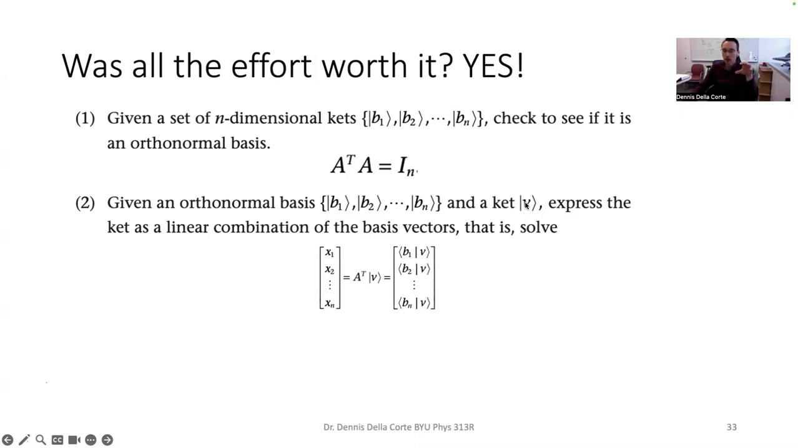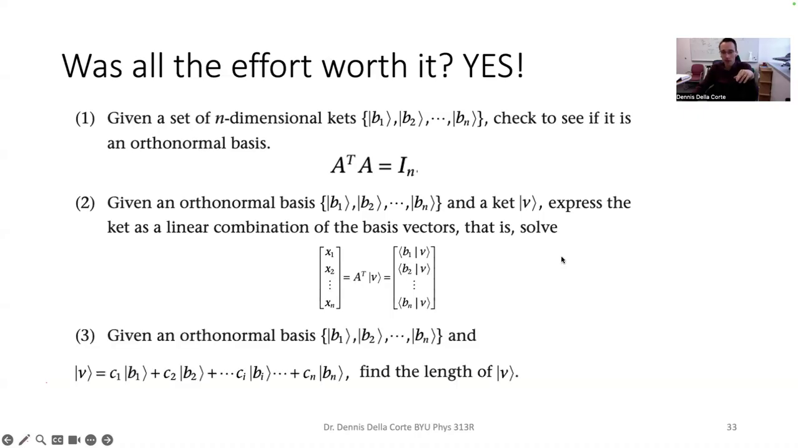Along the same lines, you can now express any vector v as a linear combination of these basis vectors by simply calculating the transpose of your basis vectors and multiplying it by that ket that you want to represent. And you instantly get the probability amplitudes that allow you to form the linear combination to get to that vector v. Very nice. And then finally, since you have a nice way of getting these probability amplitudes, you can very quickly find the length of any vector v simply by calculating the square of these probability amplitudes and then taking the square root of it. So those are your new superpowers.